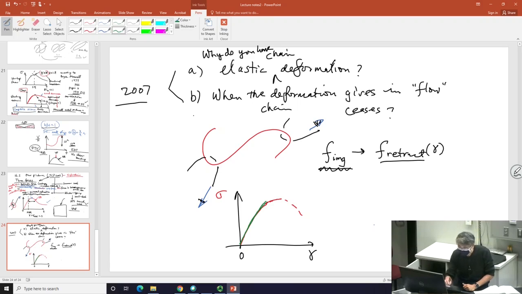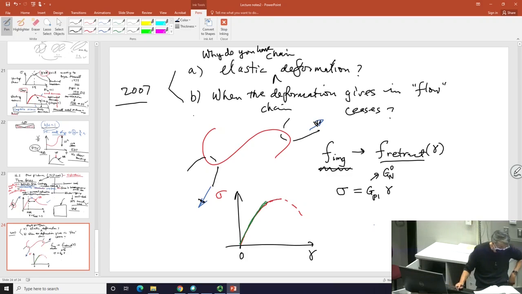Why? Because I can say I'm not going to even worry about the nonlinearity, at least this linear part. This stress is nothing but gamma times the plateau modulus. I know in my book I have this as a melt, and for the melt we call the plateau modulus GN0. So basically, the plateau modulus is what I freely write in here.